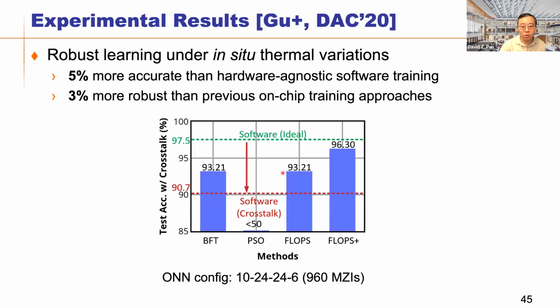Then you will find that once you have a software-trained model, maybe with even 97% accuracy, once you map it to the hardware you will actually have a 6-7% reduction in accuracy. However, if you do direct training on chip, you can consider in situ effects like thermal variations directly, because everything is done on hardware and you are directly based on the hardware data. That's why on-chip training is very effective.